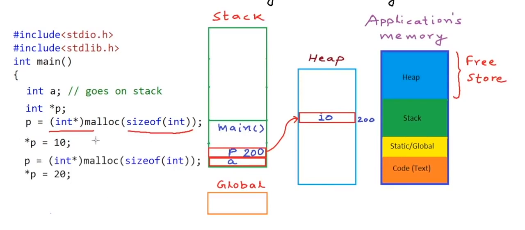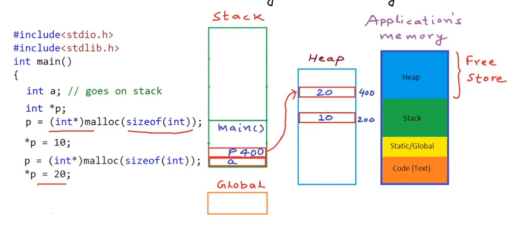After writing 10 in this particular block, I will go ahead and make one more call to malloc. When I make one more call to malloc, one more block of 4 bytes is allocated on the heap. Let us say the address is 400 for this block. Now the address that is returned by this second call to malloc, we store in the variable p. So what happens is that p is now pointing to the address 400. The next line writes 20 at this address. We allocated one more block and we modified the address in p to point to this block. The previous block will still sit in the heap.